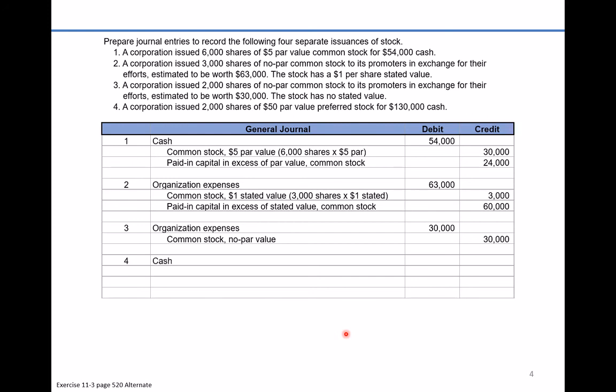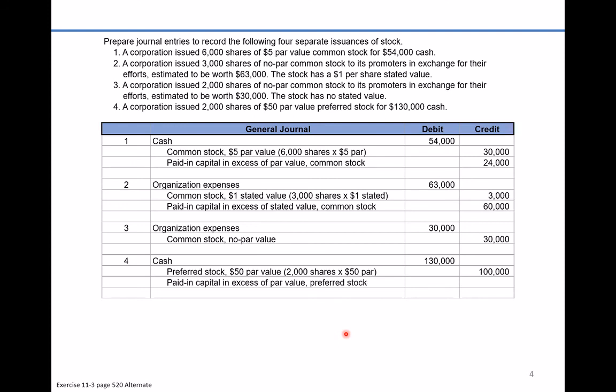In the fourth transaction, a corporation issues 2,000 shares of $50 par value preferred stock for $130,000. Well, first we record what the company is receiving. They're receiving cash in the amount of $130,000, so cash gets debited. The company will credit preferred stock at the par value per share for the number of shares issued, so 2,000 times $50 per share equals $100,000.